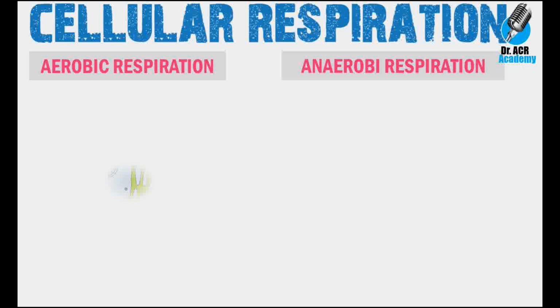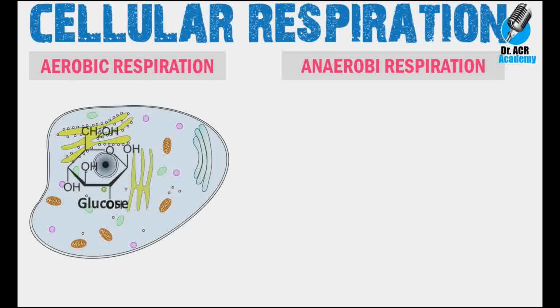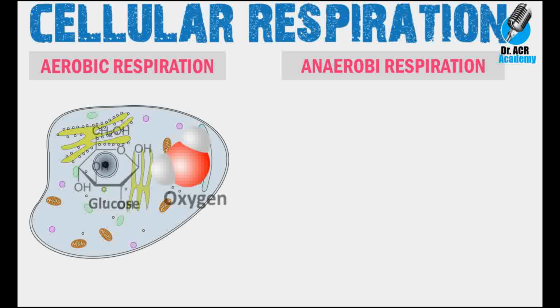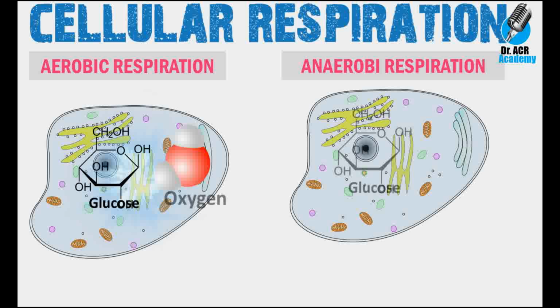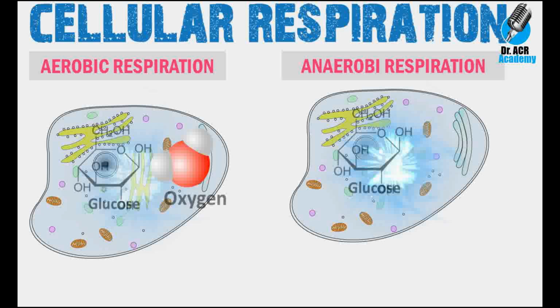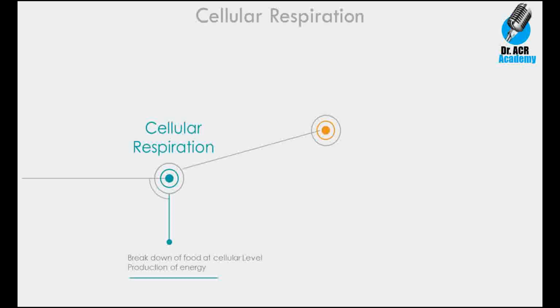Cellular respiration may be aerobic respiration or anaerobic respiration. In aerobic respiration, the breakdown of glucose happens in the presence of oxygen, while in anaerobic respiration, the food is broken down without using oxygen. Aerobic respiration and anaerobic respiration can be represented as follows.